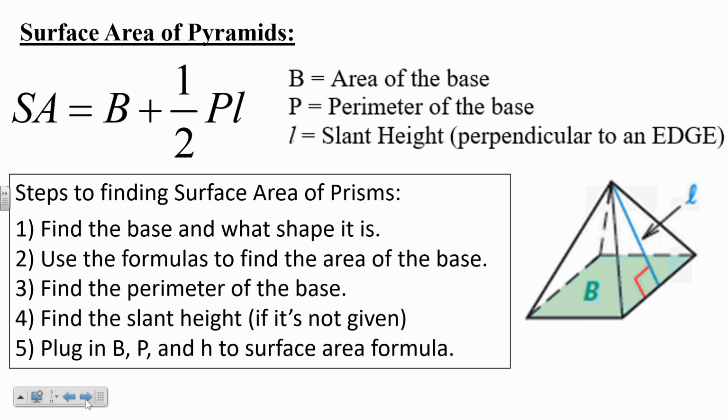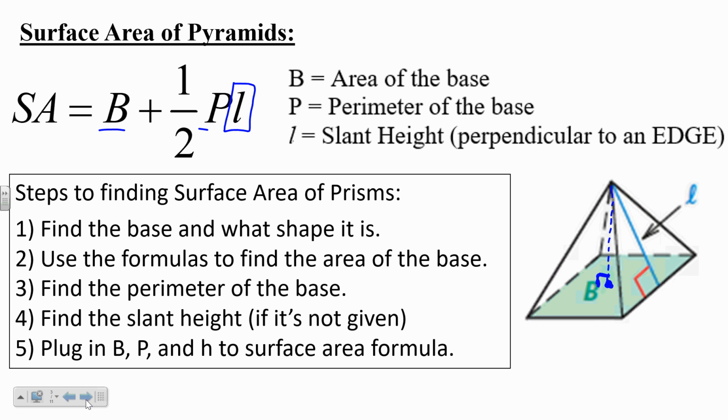So the formula is the same variables we're used to. We have the base area and the perimeter. The only difference is now we have this L, that is the slant height. Now the slant height is perpendicular to one of the edges. So the actual height would be straight down and go right into the center of your base, and it's perpendicular to that center of your base. That would be how tall it is.